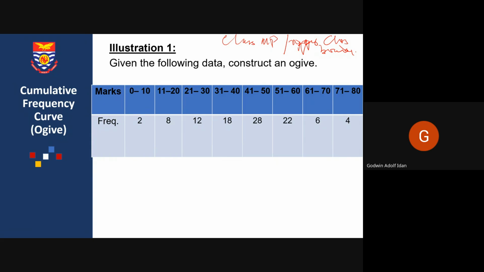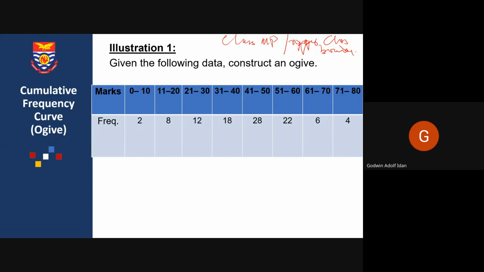The question is, are the marks given in the data in class boundaries? If the answer is yes, then it means that there is no calculation or adjustment to be done. You only pick the upper values against the cumulative frequency. But if the answer is no, then you have to convert these class limits into class boundaries and then use the upper class boundaries.